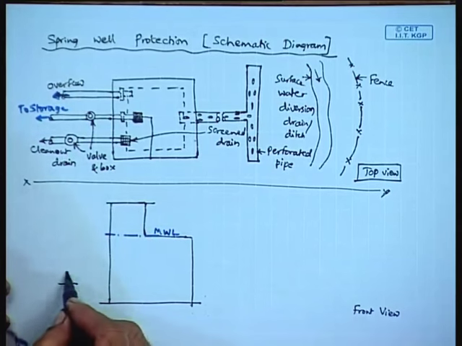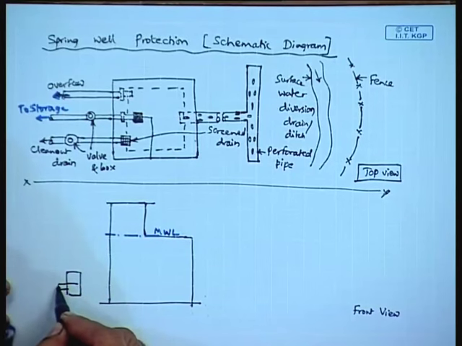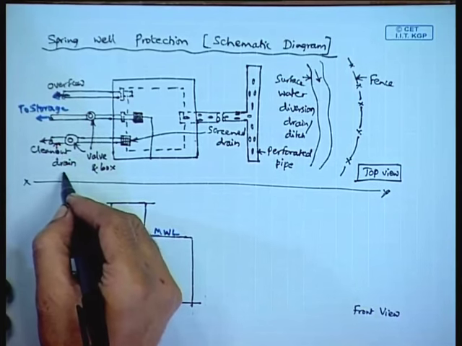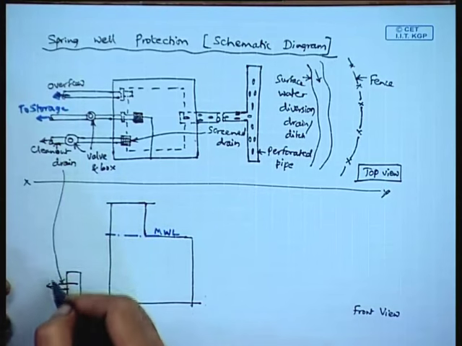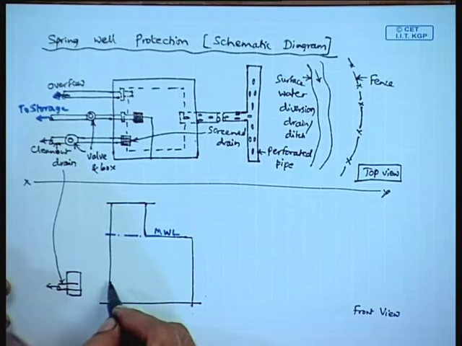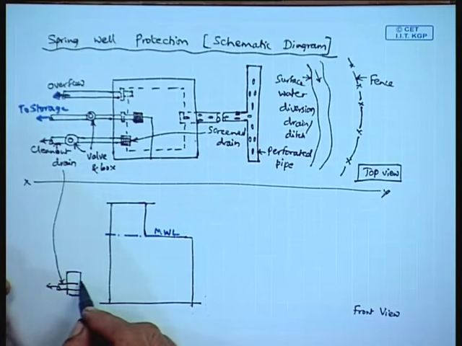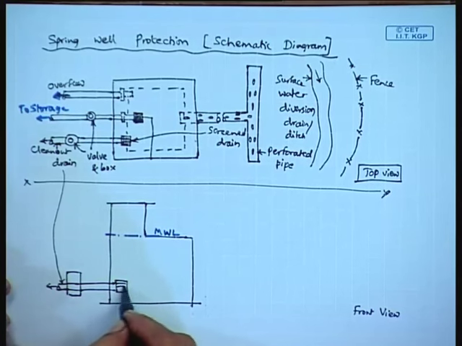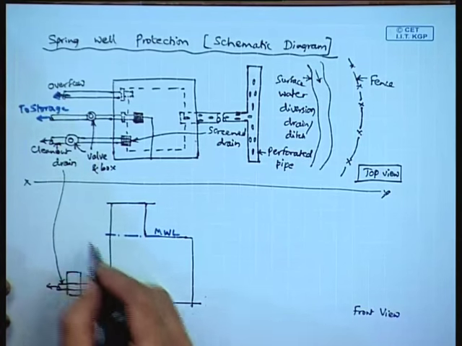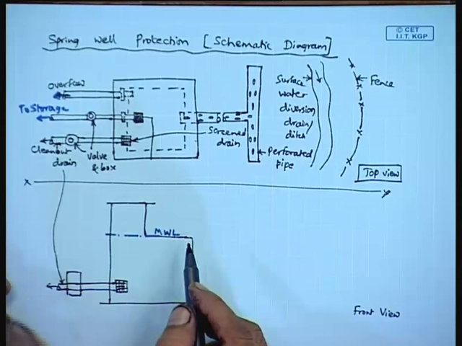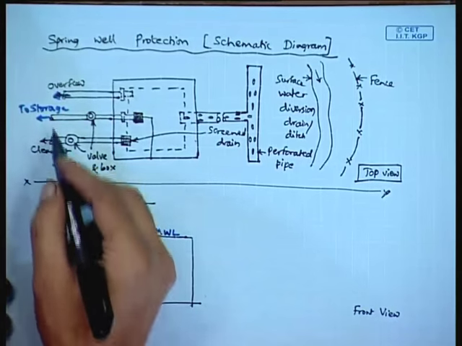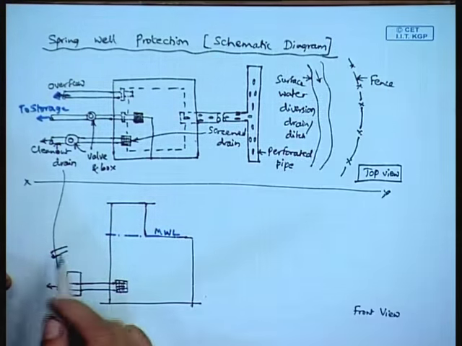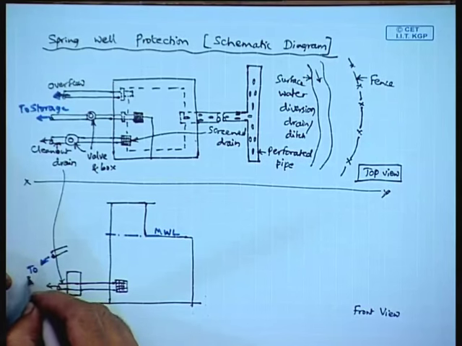So this is the valve box. This is a clean out drain here, which is in the top view, and this is in the front view. This clean out drain will take you, and here you have that screened drain, followed by the storage. For the storage, there will be a pipe to storage.